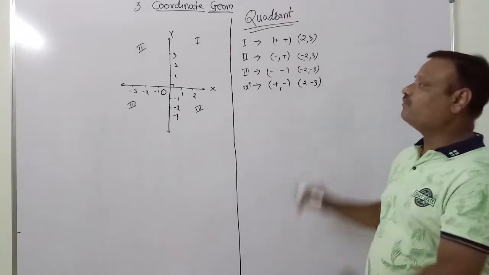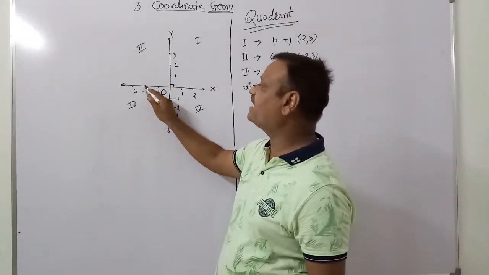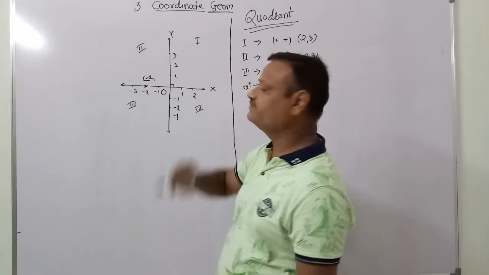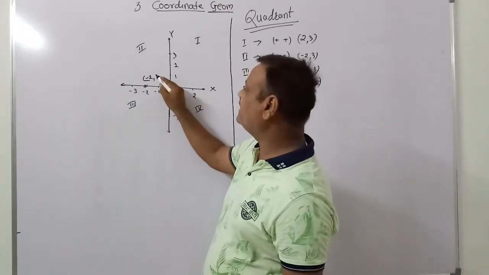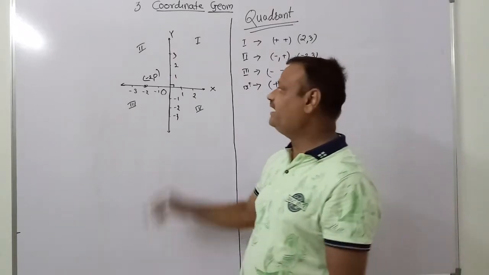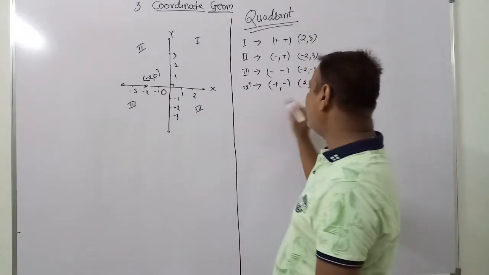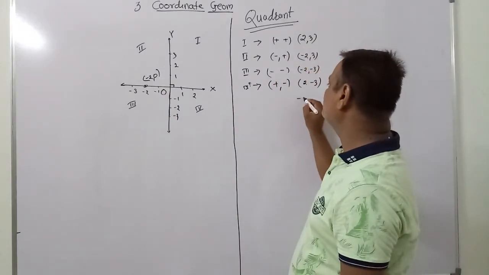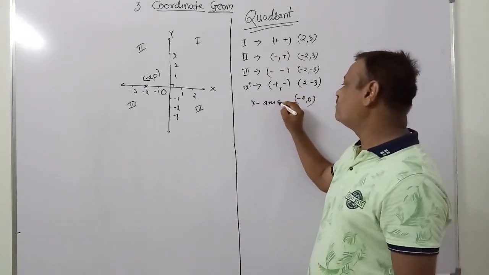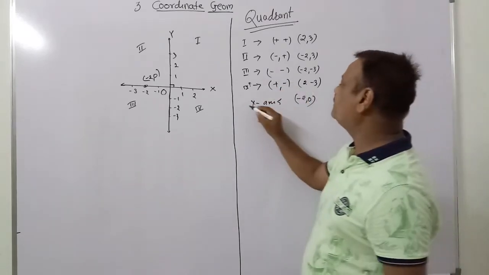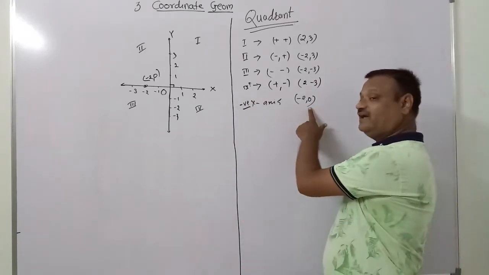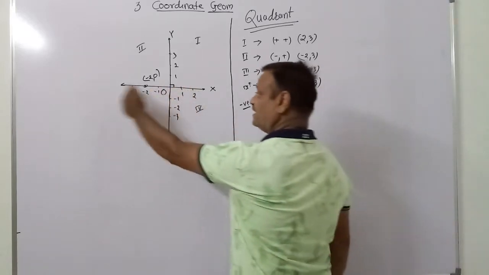Now, if the point lies on the x-axis, what is the coordinate of this point? Its x coordinate is -2, and its y coordinate is what? 0. It means that if the point lies on the x-axis, its y coordinate is 0. So the point (-2, 0) lies on the x-axis. For more detail, what do we write here? We can also say this point is on the negative x-axis, meaning this side.